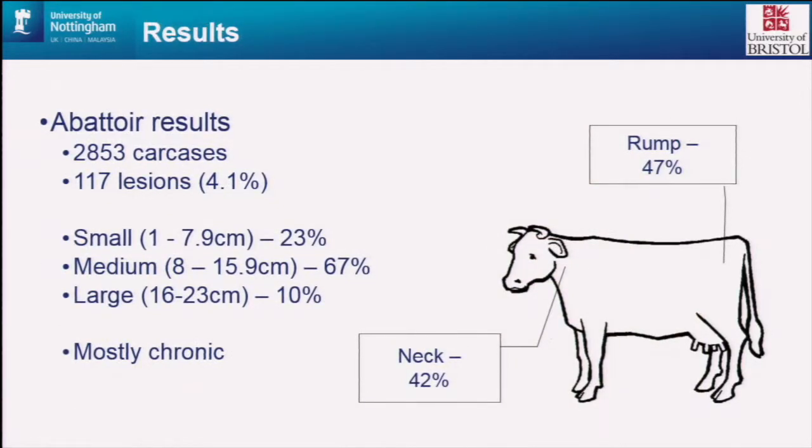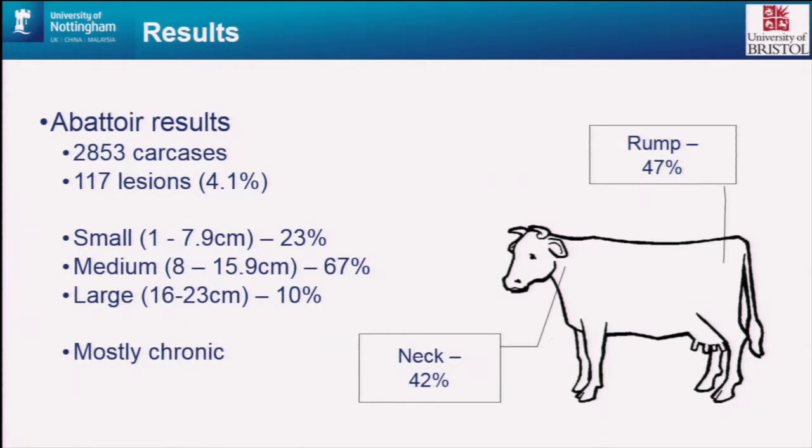So in the abattoir, 2,853 carcasses were observed, and there were 117 injection site lesions found. So that was a prevalence of 4.1%. We then split them into small, medium, and large injection site lesions, and that was a little bit tricky to do because a lot of them were longitudinal lesions, so you could see, for example, where infection had followed the fascial planes. So we took the longest point of those lesions to establish the length.